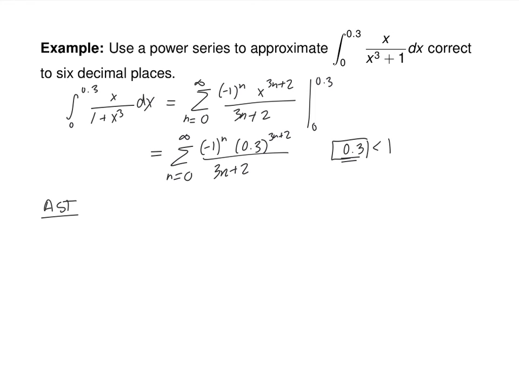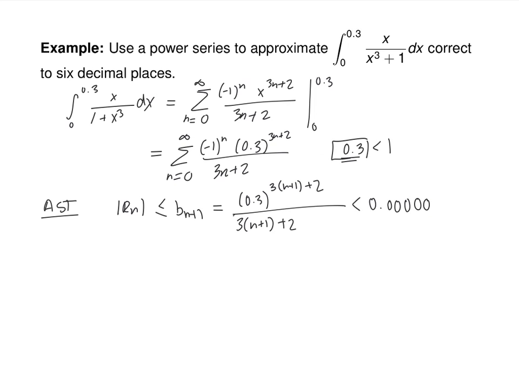So that says that the absolute value of Rn is less than or equal to the absolute value of the next term you leave off. And I'm just going to write down what that term is. That's going to be 0.3 to the power of 3 times n plus 1 plus 2, all over 3 times n plus 1 plus 2. We want that to be less than 0.1, 2, 3, 4, 5, 6 zeros and a 5. That will guarantee we have 6 matching decimal places.